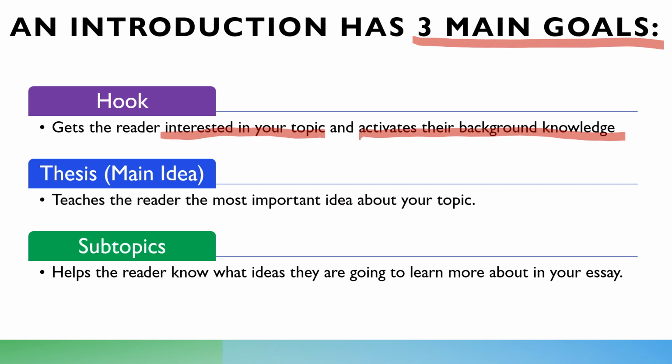Next, we have the thesis. The thesis sometimes is also referred to as the main idea, and the goal of the thesis is to teach the reader the most important idea about your topic. In other words, if they walked away knowing one thing about your topic, what is that one thing you're trying to teach them? And then finally, the subtopics. The goal of the subtopics is to help the reader know what ideas they're going to learn more about in your essay. Now that we know the three components of an introduction, let's look at each piece so that you can include them in your writing.